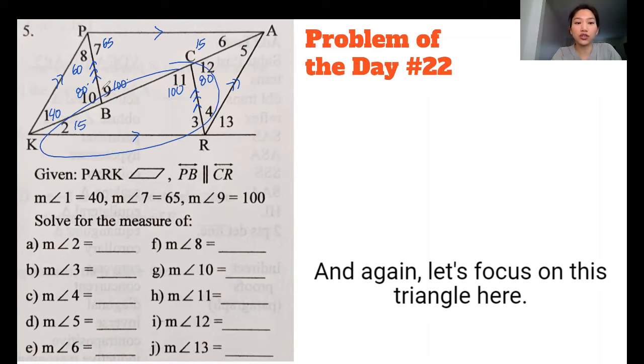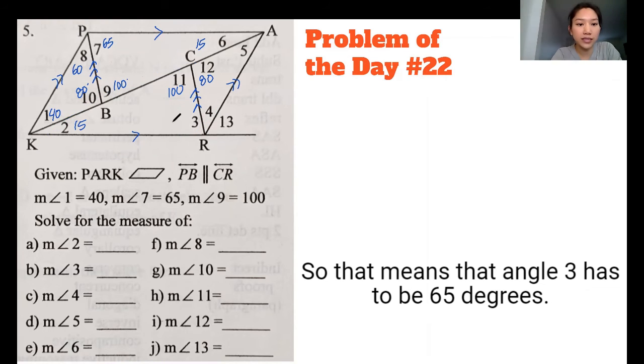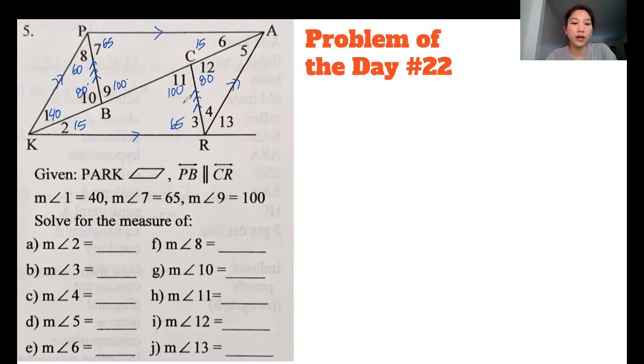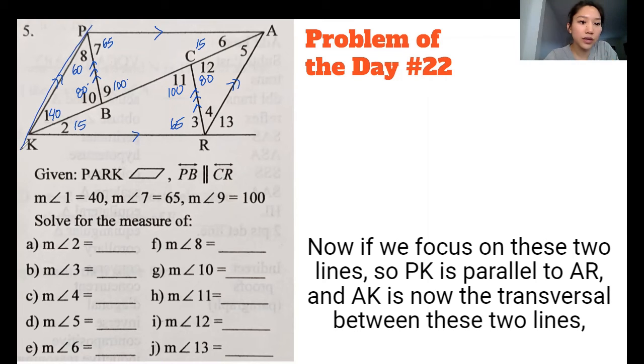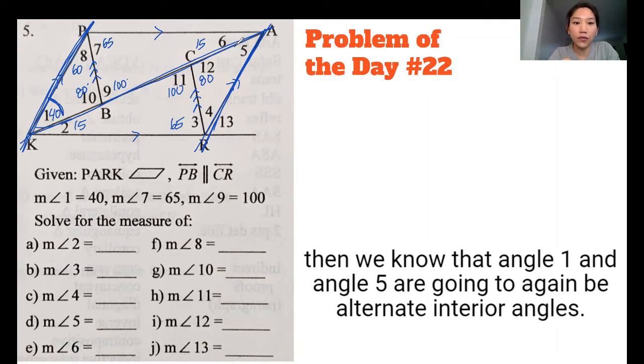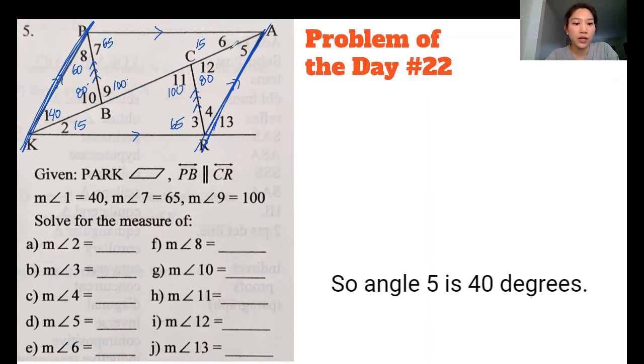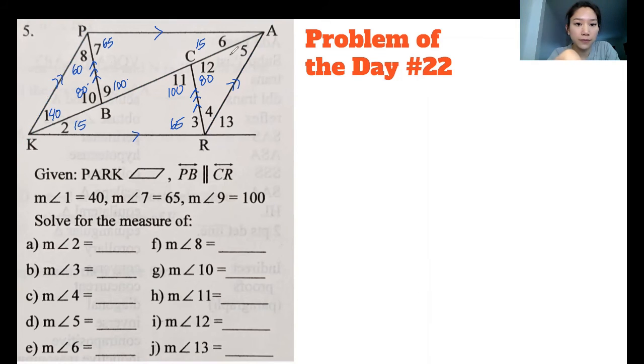Again, let's focus on this triangle here. All the angles in a triangle add up to 180. So that means that angle 3 has to be 65 degrees. Then what else? Now if we focus on these two lines, PK is parallel to AR and AK is now the transversal between these two lines, then we know that angle 1 and angle 5 are, again, alternate interior angles. So angle 5 is also going to be 40 degrees, because alternate interior angles are congruent if the lines are parallel. So angle 5 is 40 degrees.